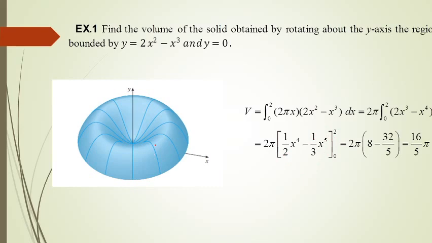And this is how the solid looks, okay? How the solid looks. And we know this curve, the solid is bounded by this curve. This curve is 2x squared minus x cubed. And it looks like a mushroom, not a mushroom.